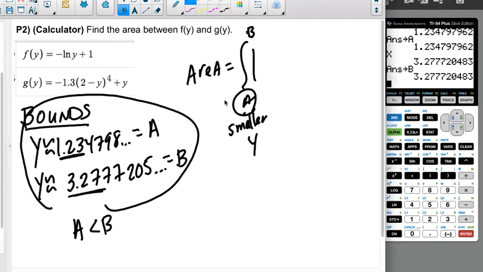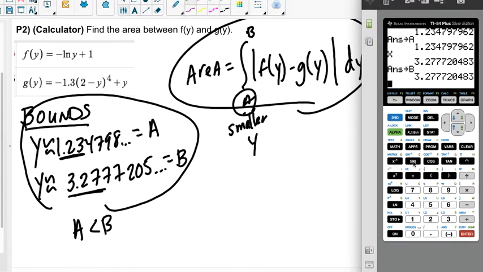It doesn't mean erase all your work. It means, oops, I should change my bounds. So I'm going to go ahead and do f of y minus g of y. It really doesn't matter which curve is on the left or the right, to be honest, because of the absolute value, right? So I'm going to do this. And then I'm going to type it in my calculator, and that's it, right?